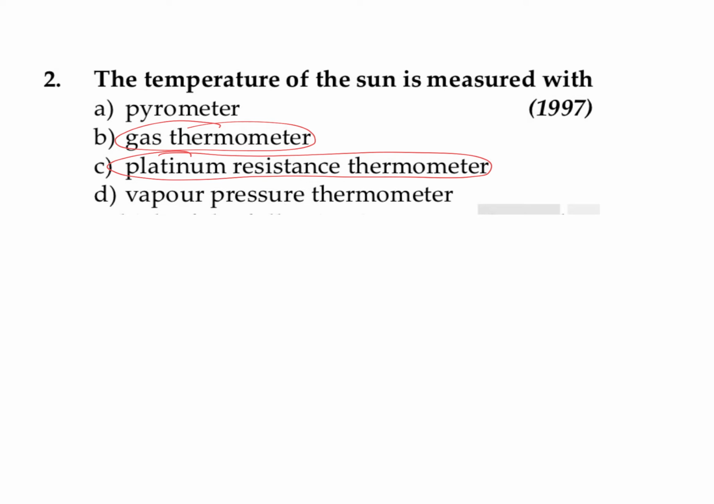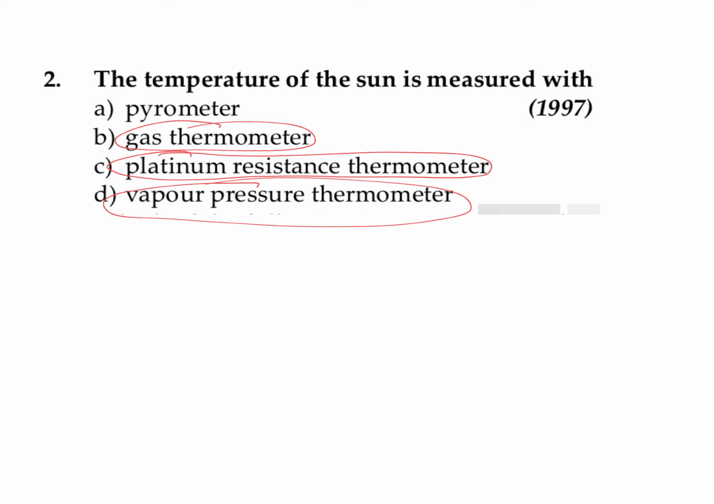a lot, and the object may get melted. Practically, it is not possible to reach that much temperature. And a vapor pressure thermometer also, it's highly impossible. So we are measuring the temperature of the sun from a distance.